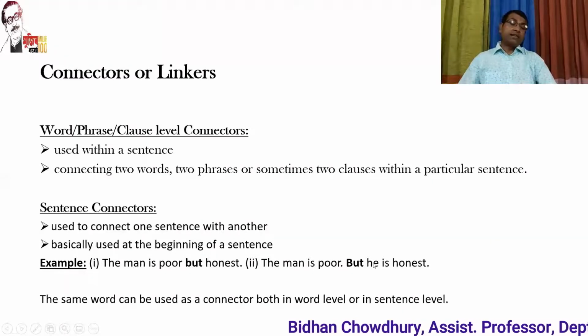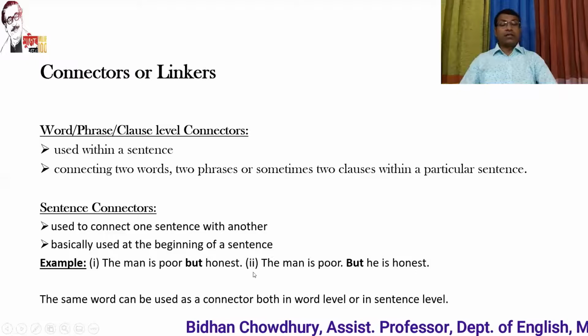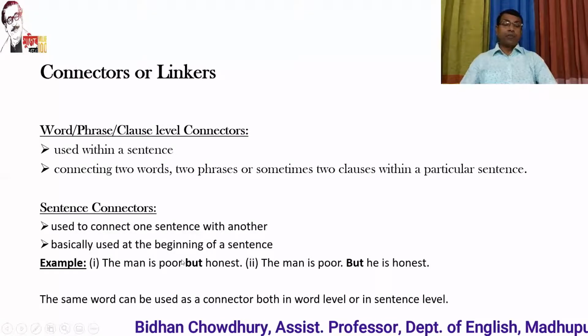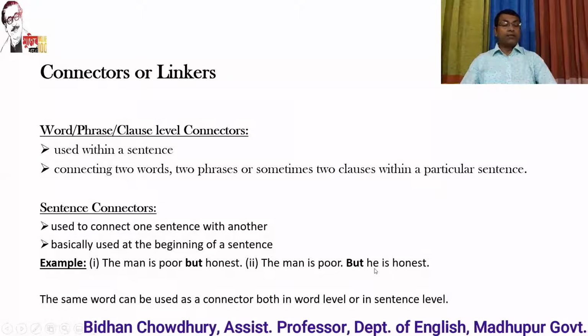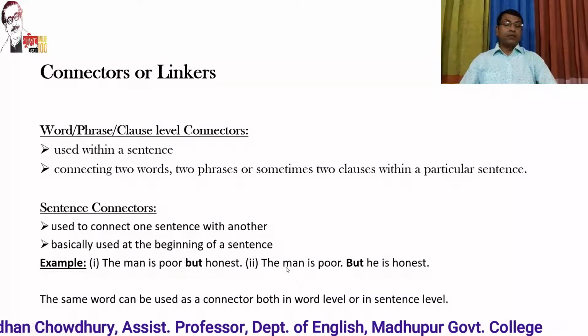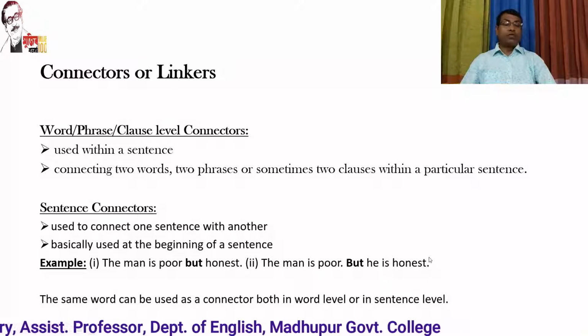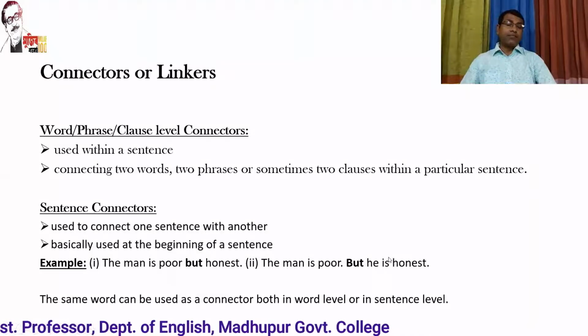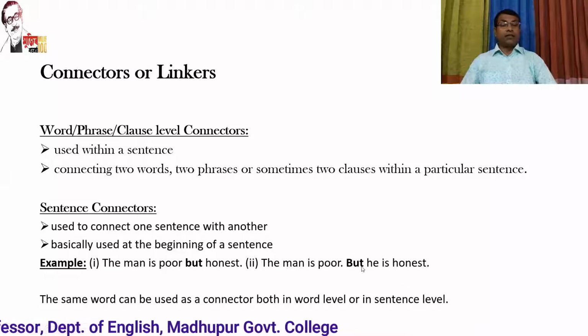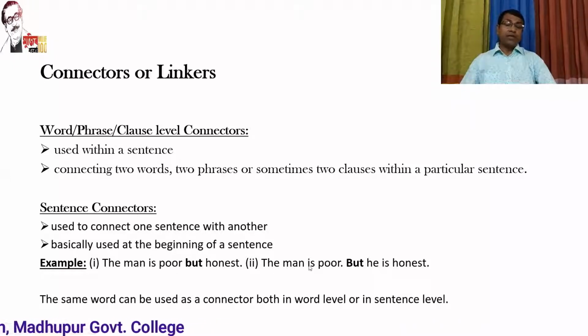But if we look at the second example, the man is poor, but he is honest. The same kind of statement is given in the second example, but here in this example, we have two different sentences. Firstly, the man is poor, and then he is honest. Two different sentences are connected by a connector, that is but. So the connector but, we can see it in the first example and even in the second example. The same connector is used in two different ways.